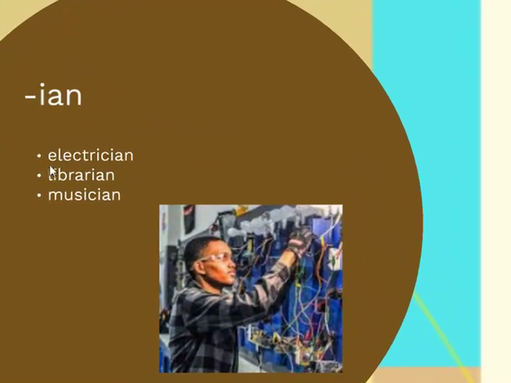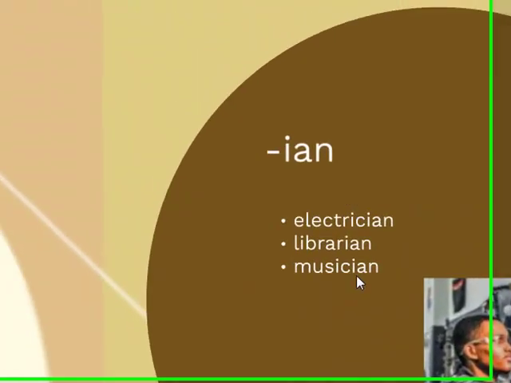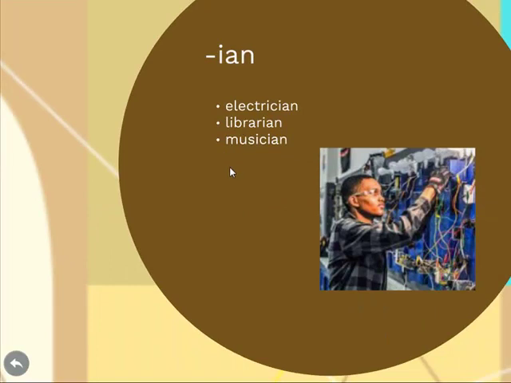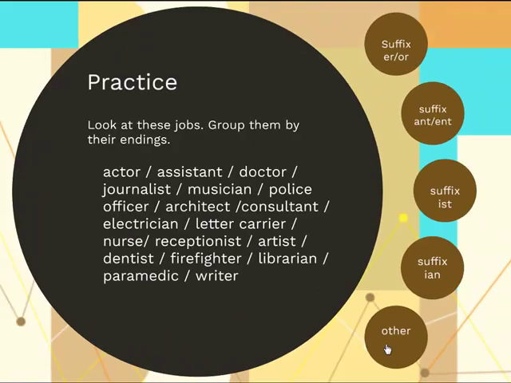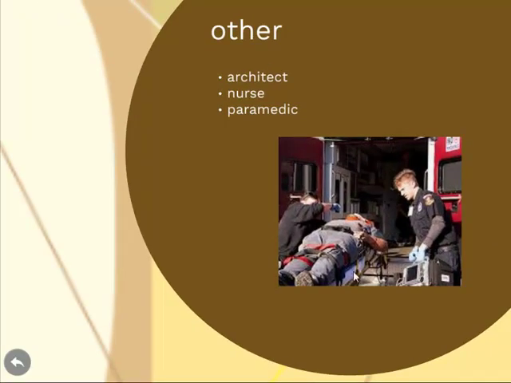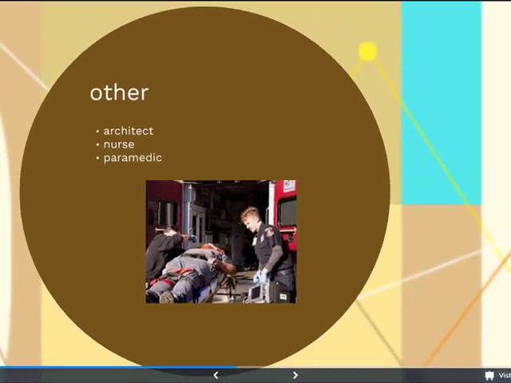Suffix ian, like electrician, librarian, and musician. So this is a new one that was not in the previous slide, but we can use it also with nouns to create jobs from electricity, electrician, from library, librarian, and from music, musician. We use it with nouns. And others, for example, we have architect, nurse, and paramedic as in the picture.